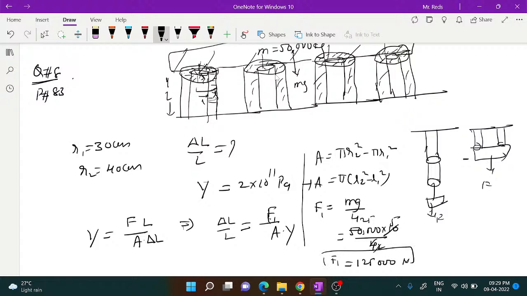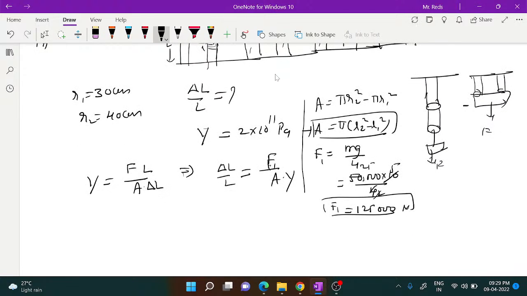So you have got F1, and A you can find out separately by substituting values. A is equal to pi into R2 squared minus R1 squared. R2 is 40 and R1 is 30, so 1600 minus 900 is 700. That is in centimeter square. If you convert into meter square, you get 10 to the power minus 4. So 700 can be expressed as 7 into 10 to the power 2, so 7 pi into 10 to the power minus 2 meter square is A.